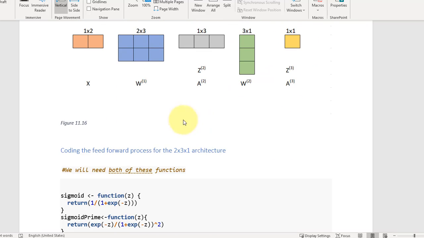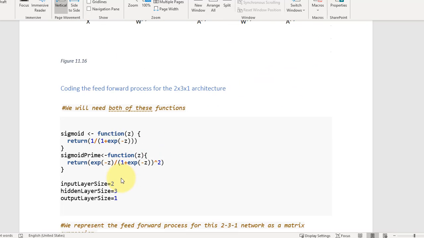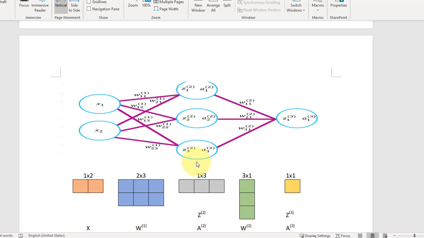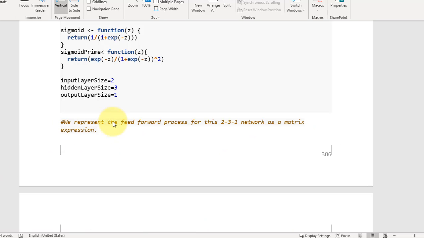But we can change that, and we can then create a different structure and we can test different structures. In particular, we can change the hidden layer size and get more nodes in the hidden layer. Or if we want to have more inputs over here, we can also change that. So we'll create these variables and start them out as 2, 3, 1.